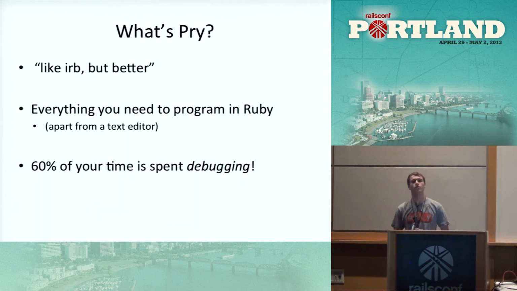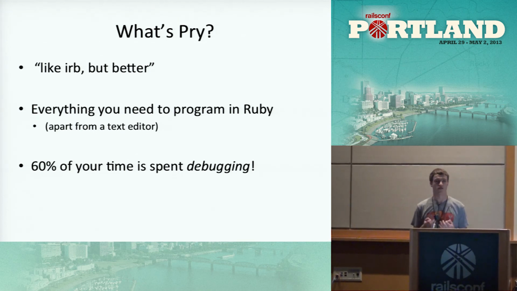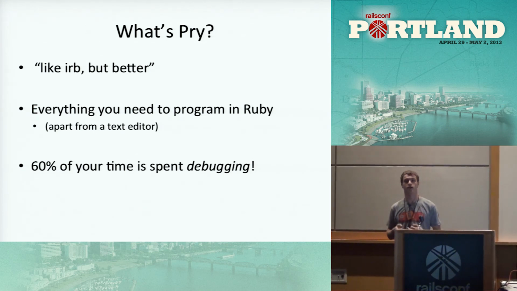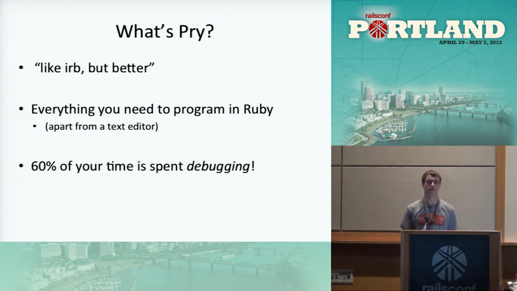So if you don't know, the easiest way to think of Pry is that it's like IRB, but better. Just like you can type Ruby code into IRB, and it tells you the answer, you can type Ruby code into Pry, and it tells you the answer. I say, but better for about 3 reasons. Firstly, we have syntax highlighting. That means it's really easy to read the output of Pry. It's really easy to see where you are and what you've been doing.